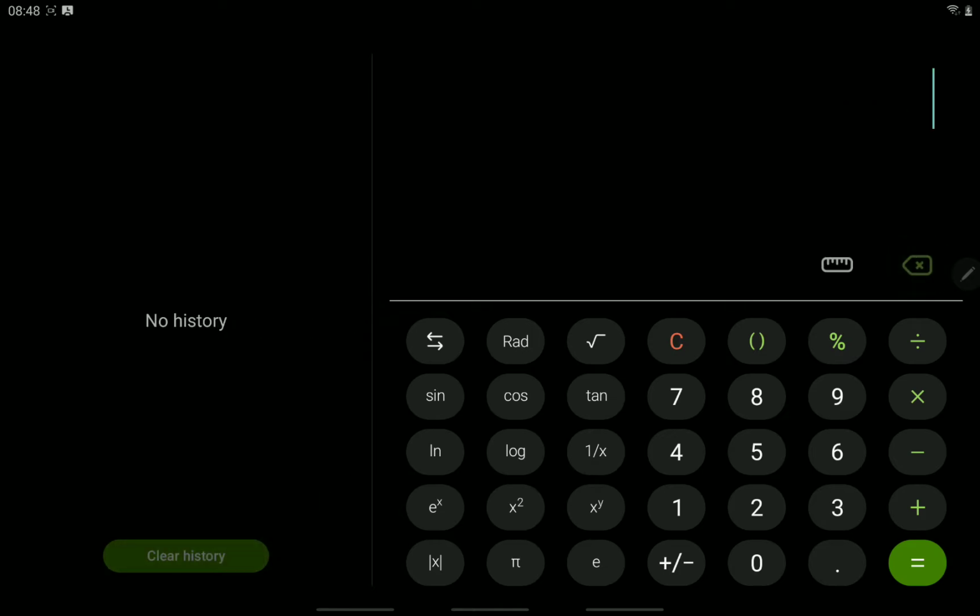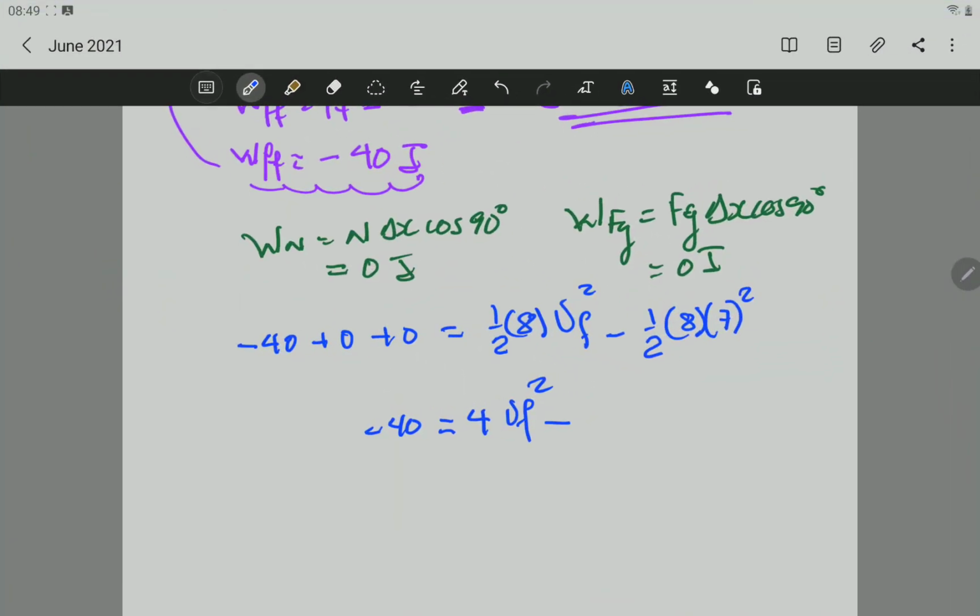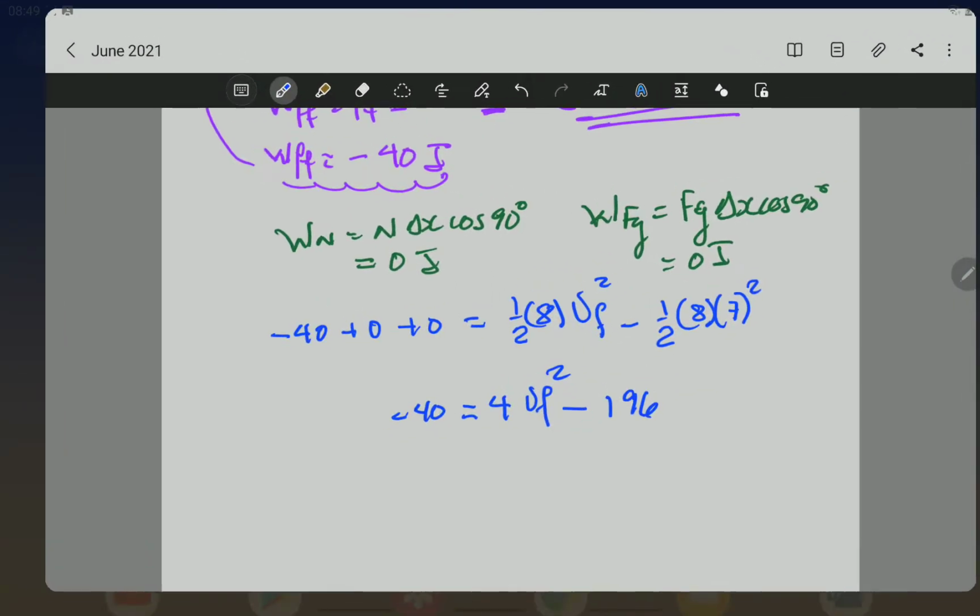And then minus, let's do that calculation real quick, just for you to see it. Let me clean the history here. So 7 times 7 is equal to 49, times 8 is equal to 392, divided by 2, and that is equal to 196. Okay, so going back here, it's minus 196. All right, there you go, 196.